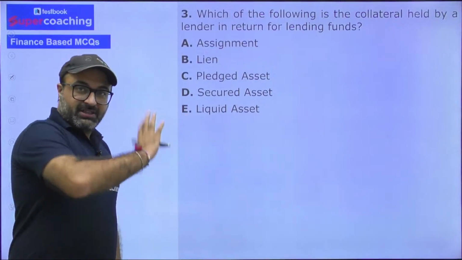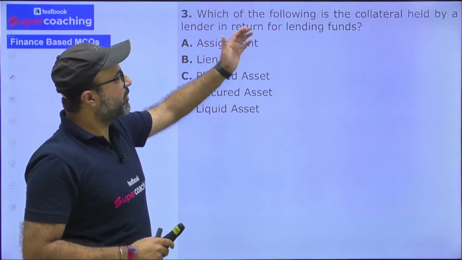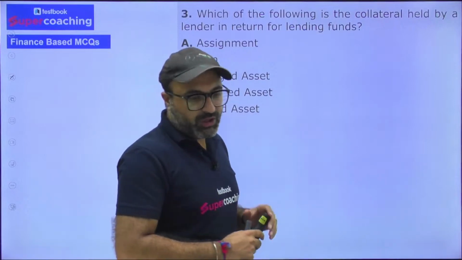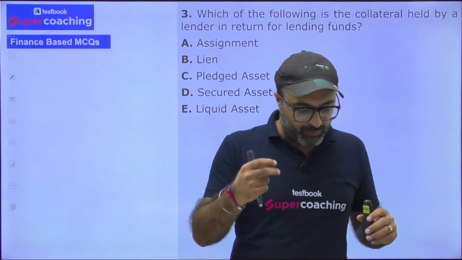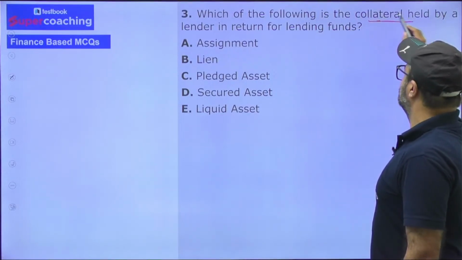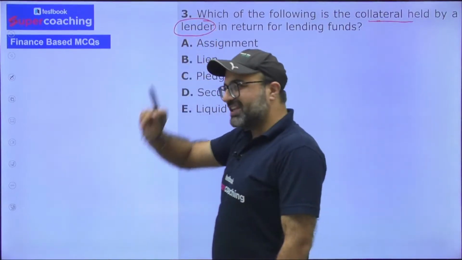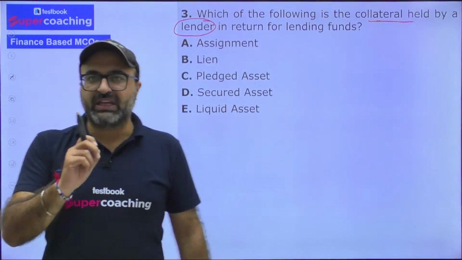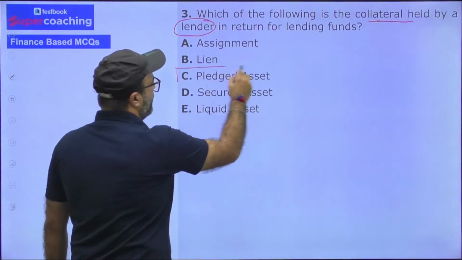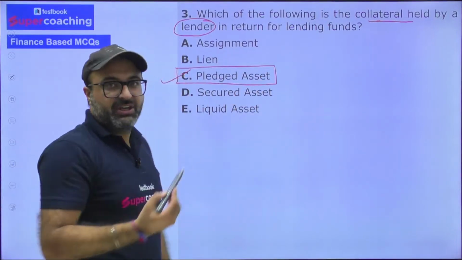The third question is based on the answer of the second question, which says, which of the following is the collateral held by the lender in return for the lending fund? So what is the type of mode of charge where practically the possession of the asset is given to the lender, where you are transferring the possession of the asset to the lender? That type of mode of charge is known as pledging, and this means you have pledged your asset with the bank.